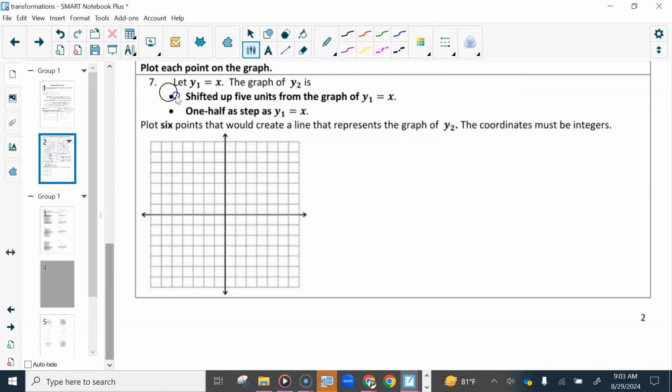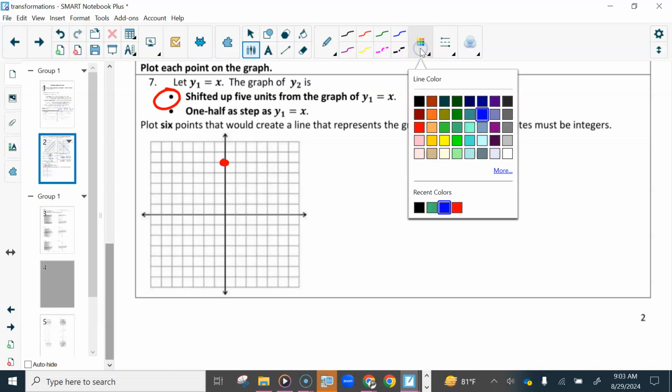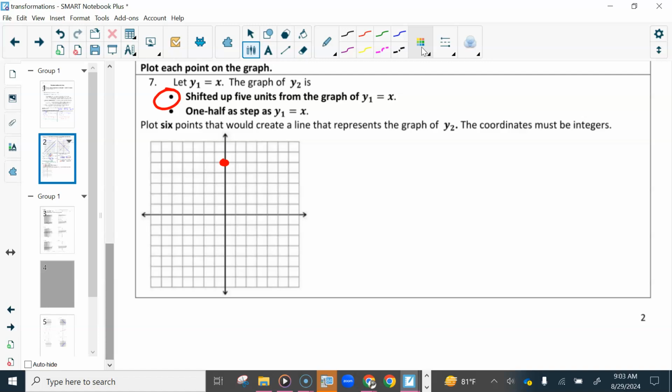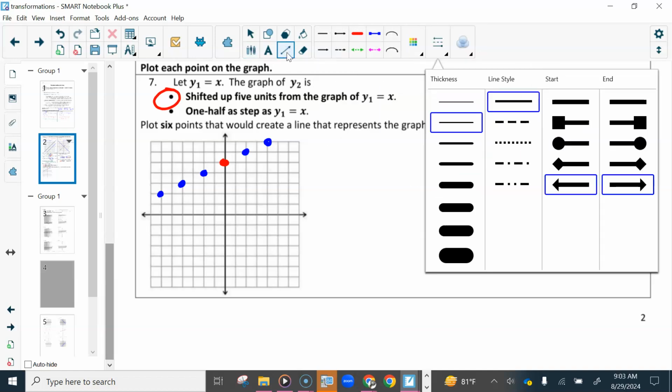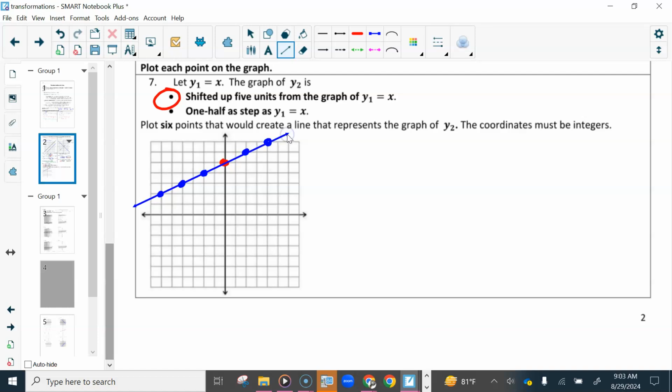So we should have started with this, the shifted up 5, because our new y-intercept would be at 5. And then our slope would be 1/2 as steep, so I could go up 1 to the right 2. And you can pick any of these 6 points, I'm just going to draw them all. Actually, there were only 6 points, so never mind. So you should have had this, and then you can create your line. Anyone have questions on how we got there?